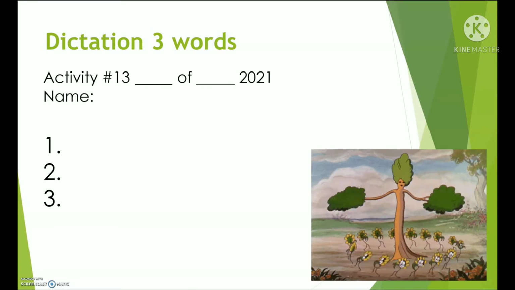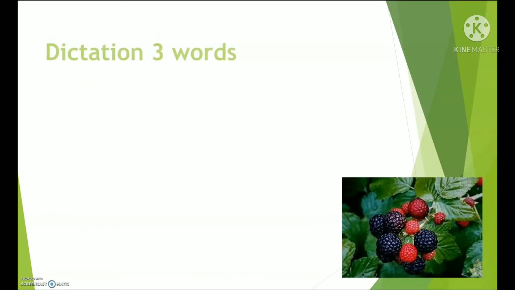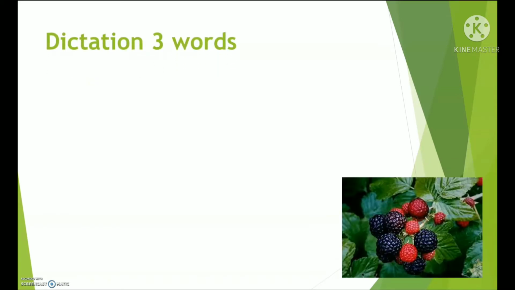Okay, now let's check your answers. Bring out your red pen for checking. If your answer is correct, please put 1. But if your answer is incorrect, please copy the correct answer. Now let's read and spell together. Number 1. Fern. F E R N. Fern.